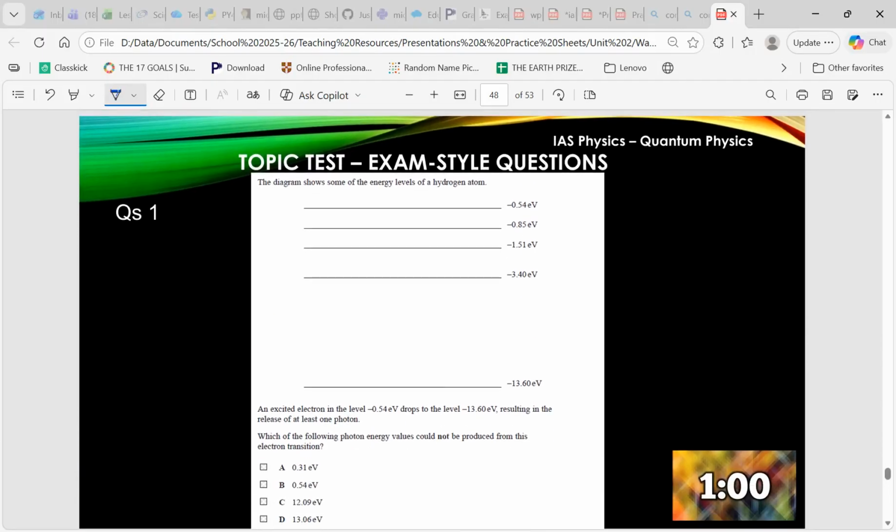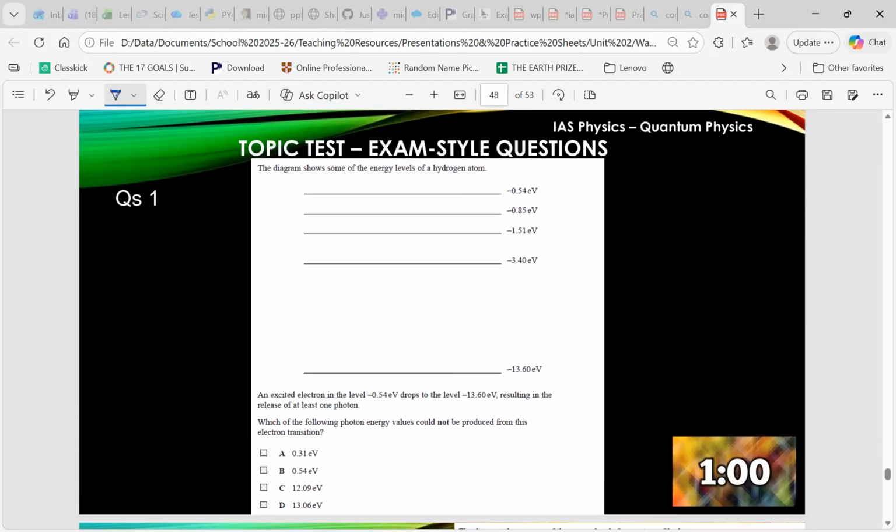Now let's answer some questions to understand this really well. So these are some exam style questions. First question is a multiple choice. The diagram shows some of the energy levels of hydrogen atom. You can see these are the energy levels, and here the energy levels are shown in electron volts.